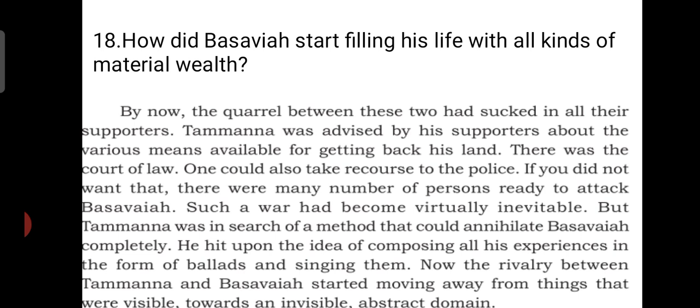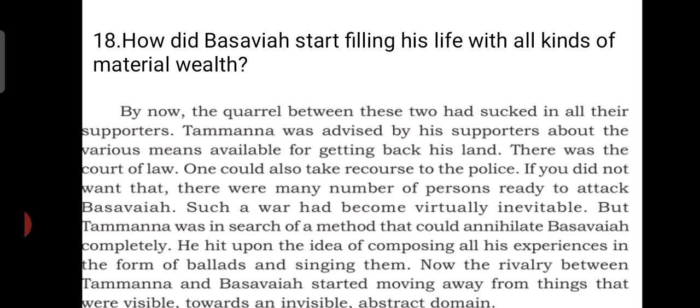Now the rivalry between Tamanna and Basavayya started moving away from things that were visible towards an invisible abstract domain. What does Tamanna do now? He composes nice ballads. He puts into them all his experiences with Basavayya. All the meanness of Basavayya, the cruelty of Basavayya, he puts in words in his ballads and starts singing them. All people will come to know about Basavayya and they say, oh, Basavayya is a cruel man. Basavayya is a bad man.